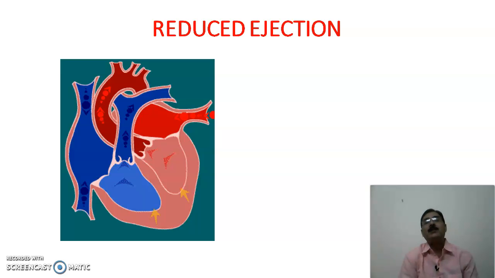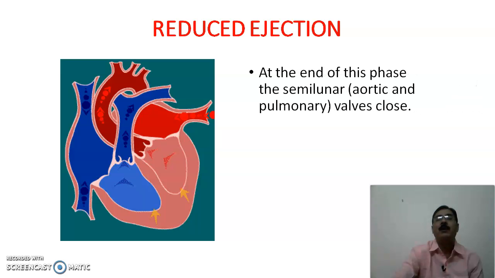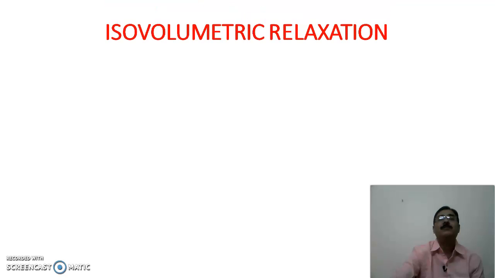The initial one is the rapid ejection, during which the blood is quickly pumped into the respective aorta and pulmonary artery, and during reduced ejection, a small amount of blood moves to the respective aorta and pulmonary artery. But at the end of this phase, both the walls, that is the SL valves, close.